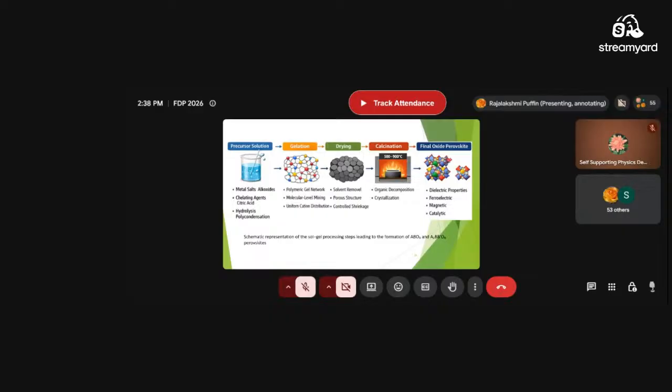In this gel region, the molecular-level mixing is good, and you get a uniform distribution of cations in the gel. Once the gel is formed from the precursor solution, we go for drying to remove the solvent. Once we dry it, we have good porosity inside, and we'll have shrinkage of the material.